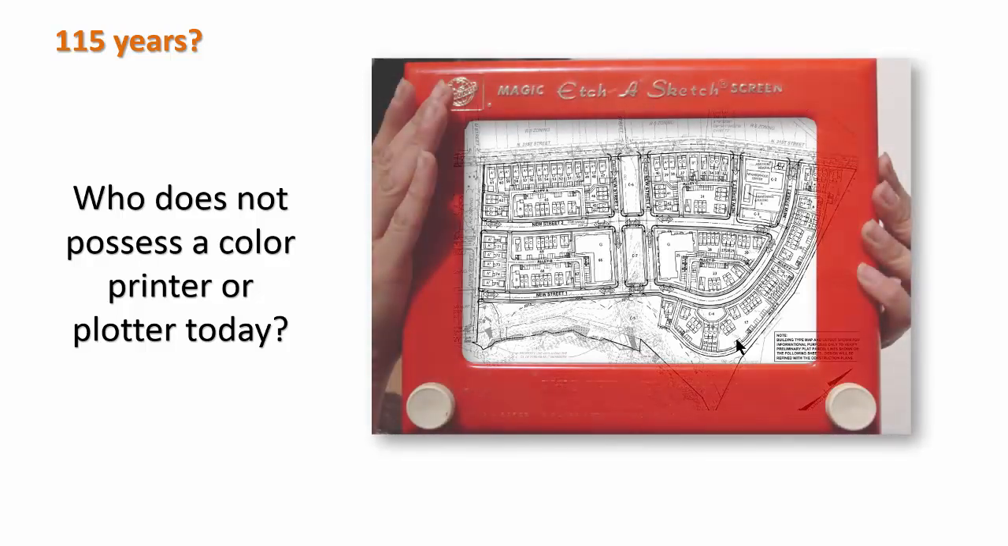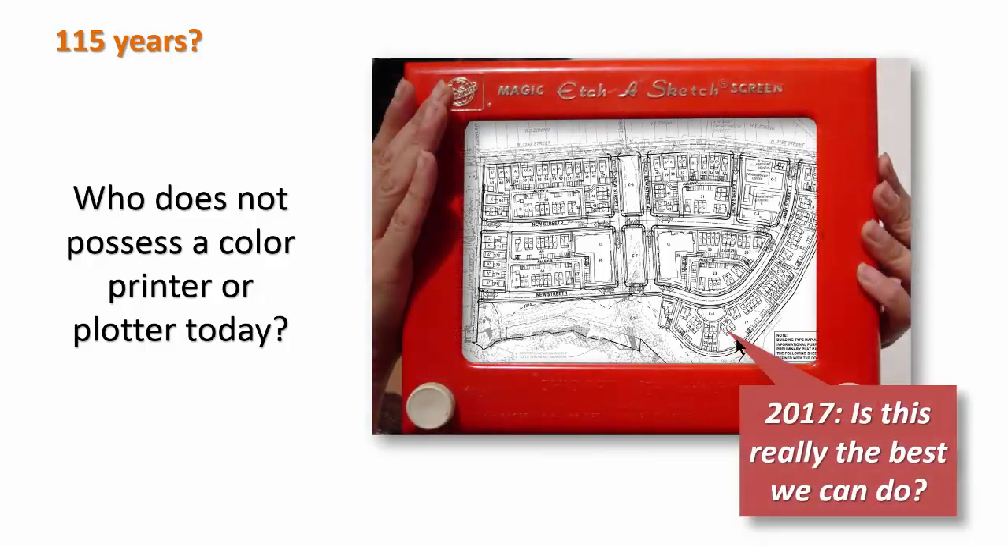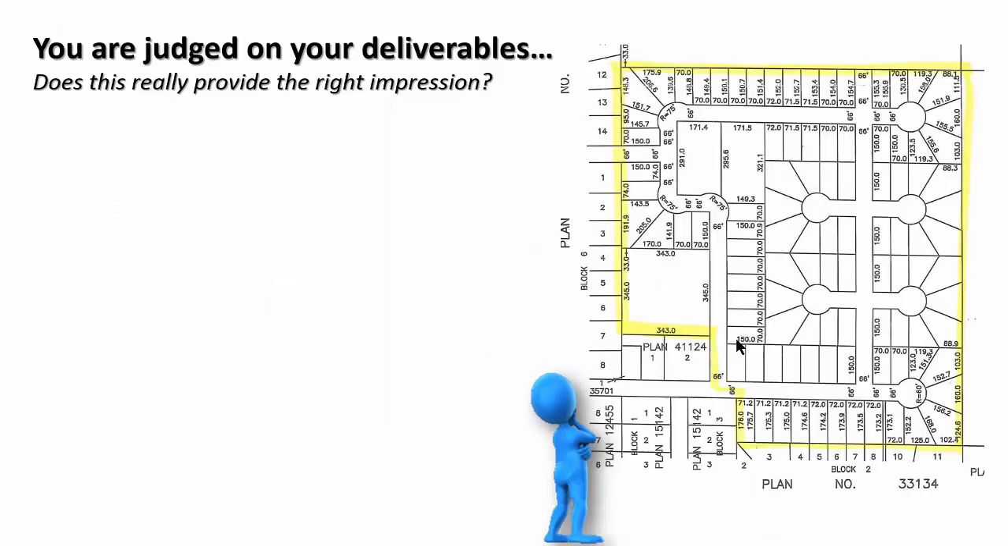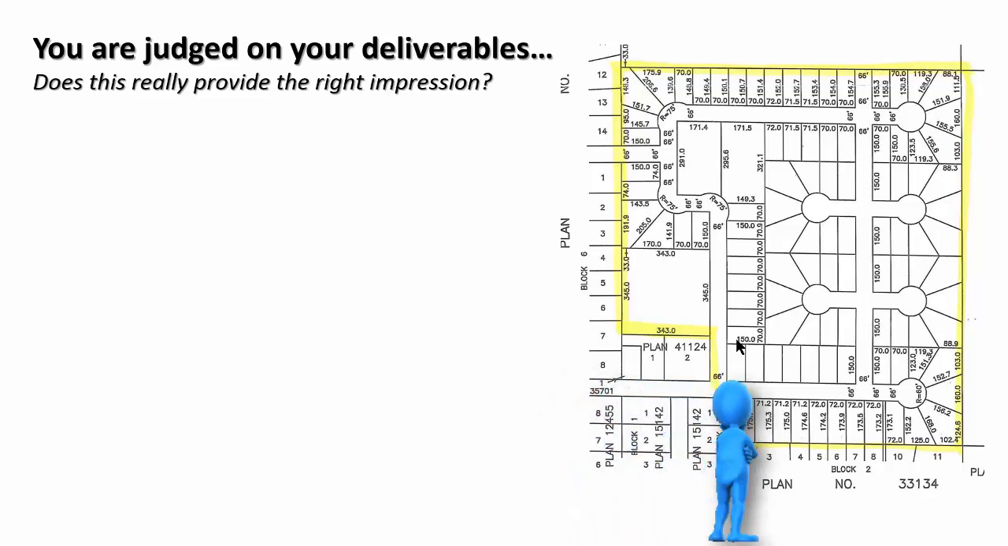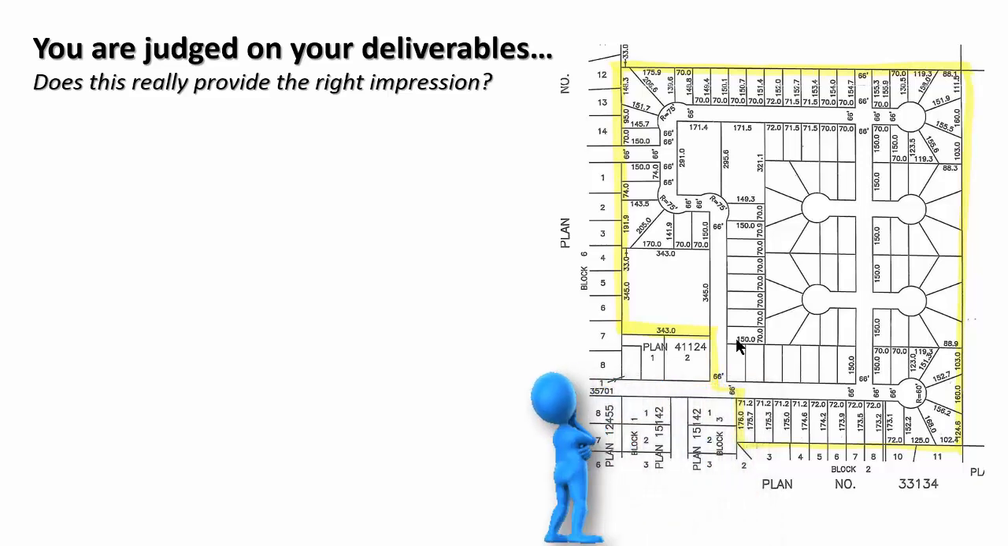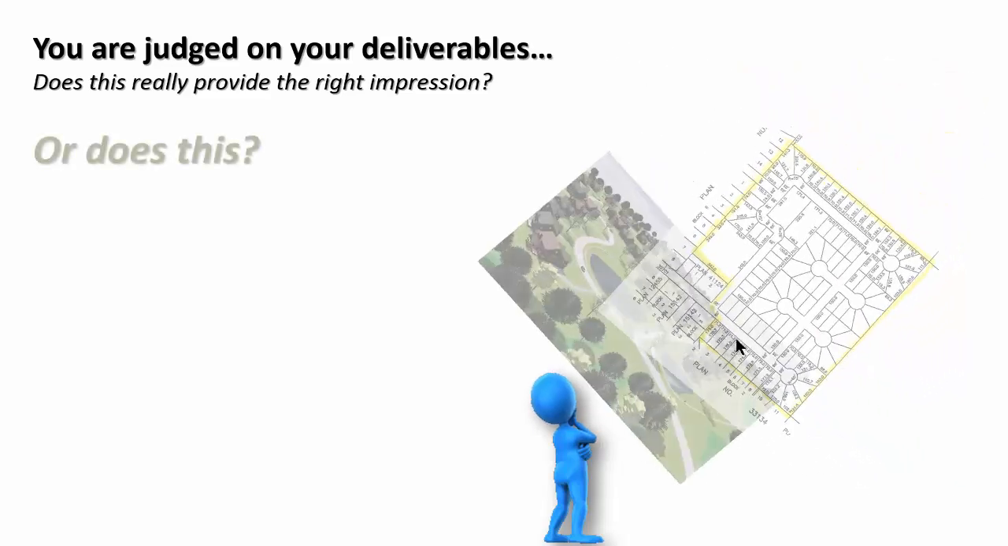So I've got to ask you, who doesn't possess a color printer or plotter today? Who doesn't possess a screen with color? I mean, this is 115 years. And you've got to ask yourself, is this really the best you could do? You are judged by your deliverables. And this plat here, what you're looking at is a recent plat, and it would be perfectly acceptable to give to a client or a city. There's something wrong with that.